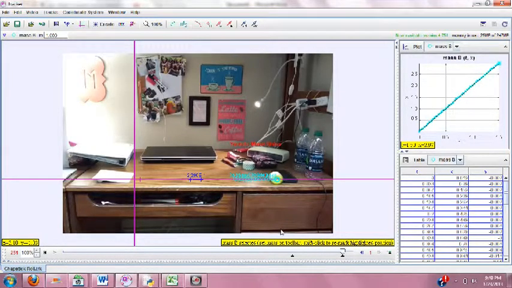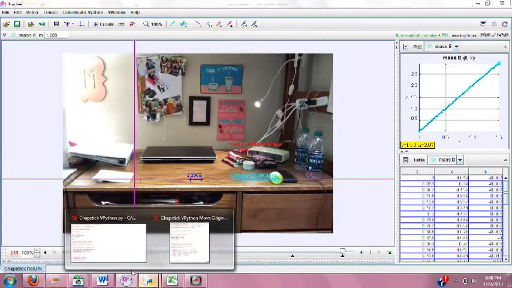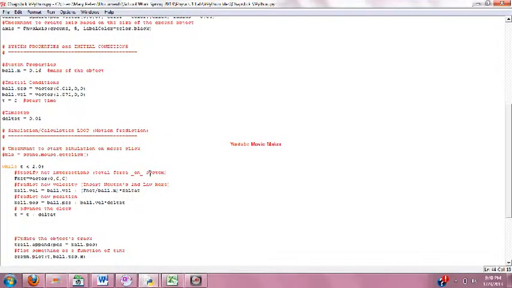To predict the motion through modeling, I used VPython. I used the mass of the chapstick, which I measured to be 0.16 kilograms. I needed the initial position of the jar, which I found by analyzing the x position of the first frame. That was 0.012 meters, so our initial position vector is 0.012 for the x component, and then 0 for the y and z components.